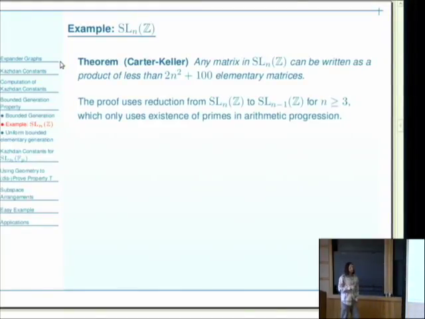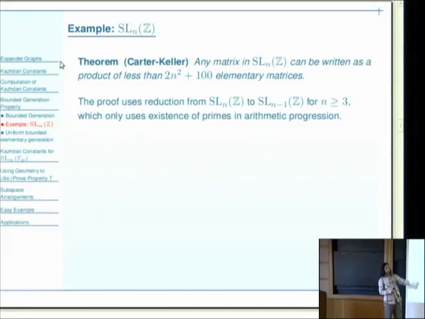There are a couple of steps in the proof which are relatively important. The first one is the reduction from SL_n to SL_{n-1}, and this reduction is relatively easy. You look at the last column of the matrix. The GCD of these entries is equal to 1, so you can take one of them and add suitable multiples of the others to make it prime. Once one of the entries is prime, you can easily reduce the matrix and kill the whole column, making it 0, 0, 1.